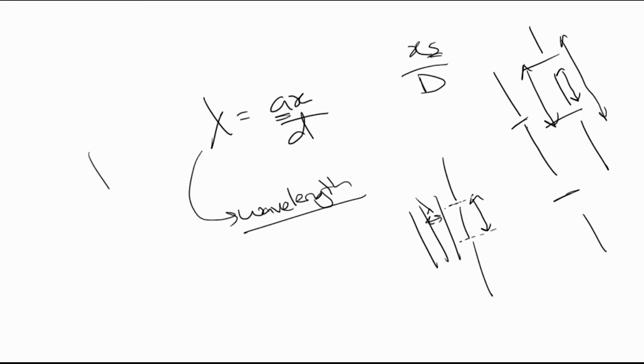X is fringe separation. Fringes are basically, you have the bright spots which are called maximas or fringes, and you have the dark spots which are called minimas or dark fringes.